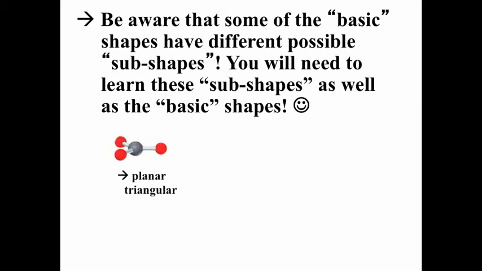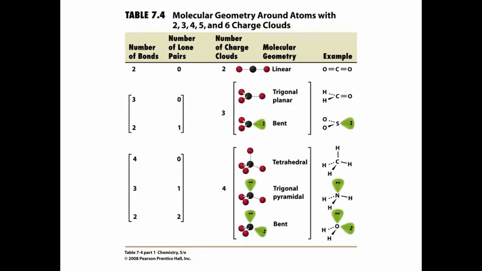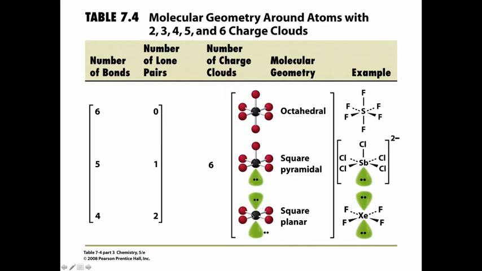And then also, of course, you need to be aware of the subshapes of the basic shapes, and you're going to need to know those as well, and doing examples and getting some practice is going to help you the most. So trigonal planar has a bent subshape. Tetrahedral has trigonal pyramidal and bent subshapes. Here are the summary images, and these are, of course, in your textbook as well. Linear, no subshapes. Trigonal planar has a bent subshape. Tetrahedral has trigonal pyramidal and bent both as subshapes.